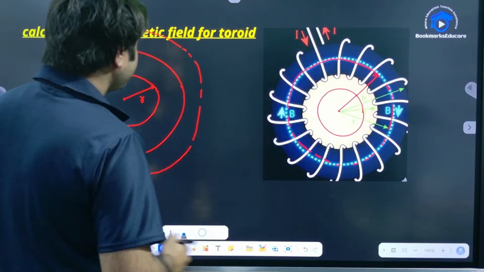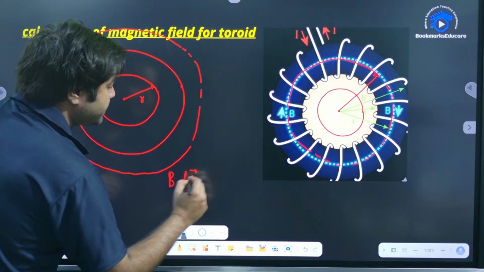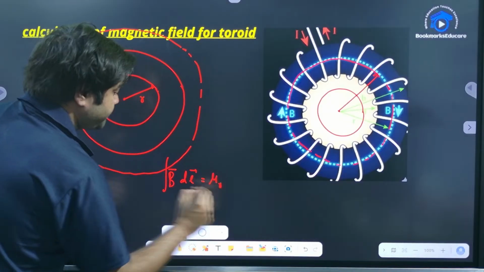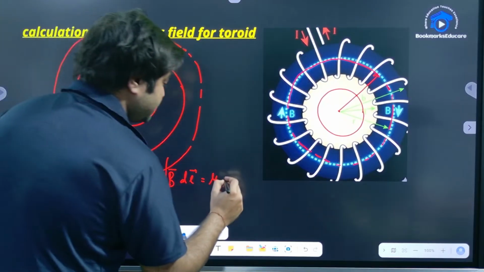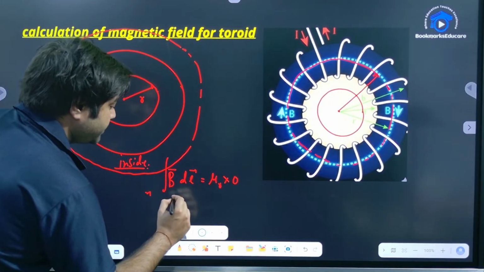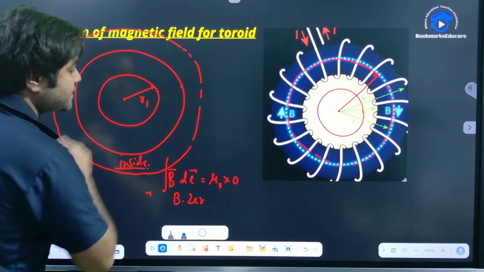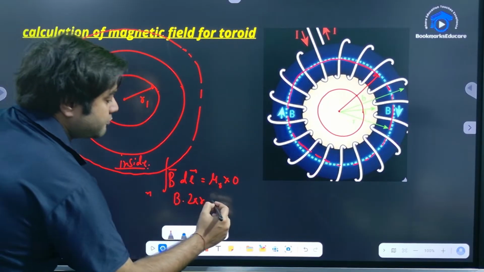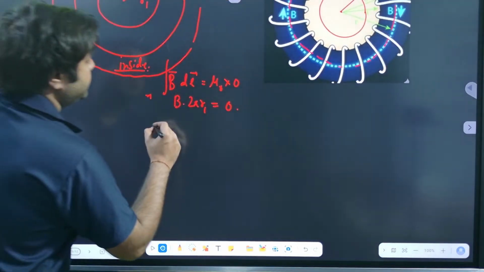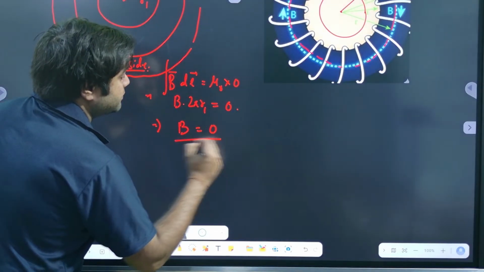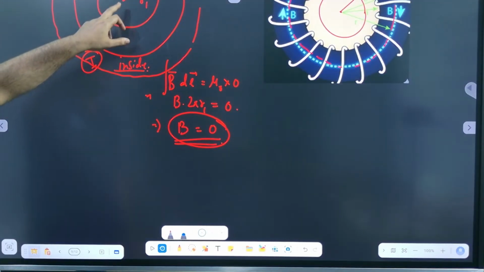Inside it is hollow, okay, so if inside it is hollow, then if I use the Ampere Circuital Law over here, for inside of radius r there is no current enclosed. That means B 2 pi r1 equals 0, and that exactly becomes B equals 0. So in the first case, no magnetic field is created inside.